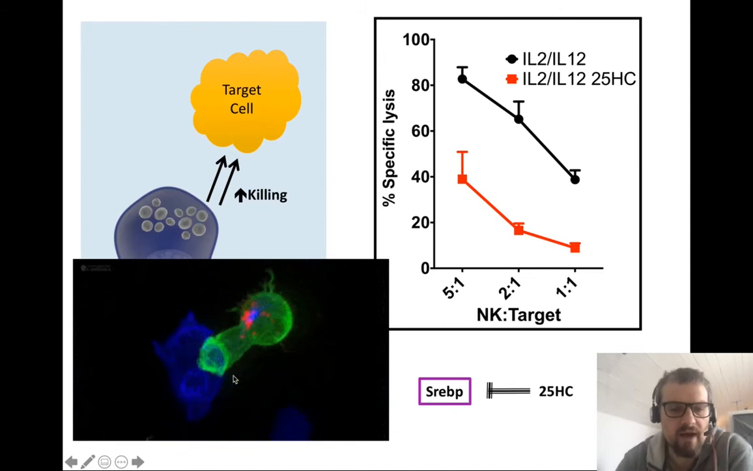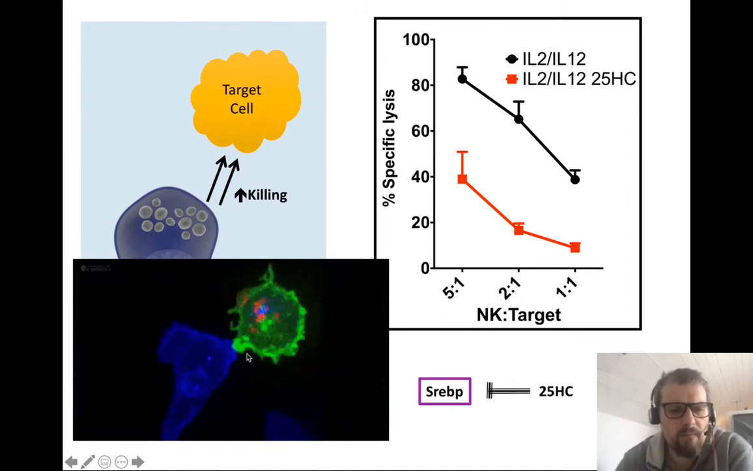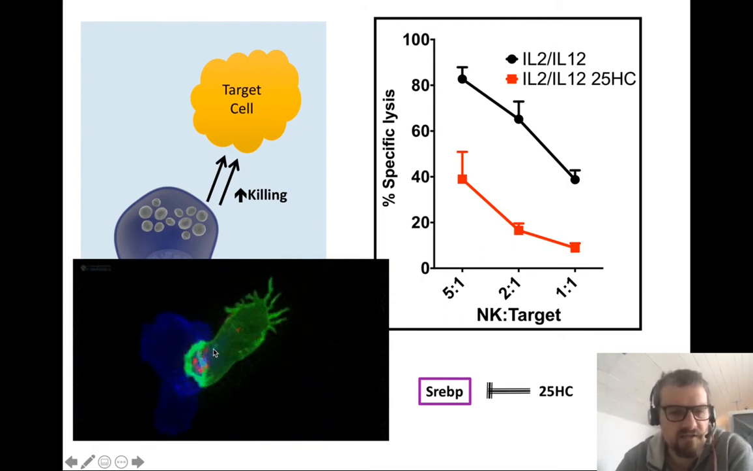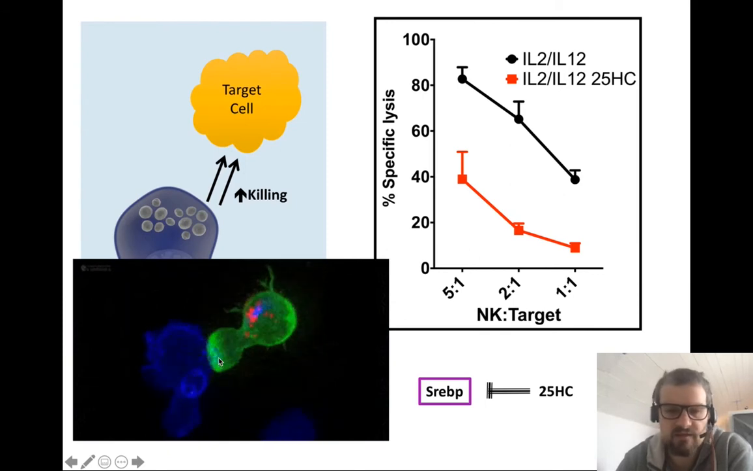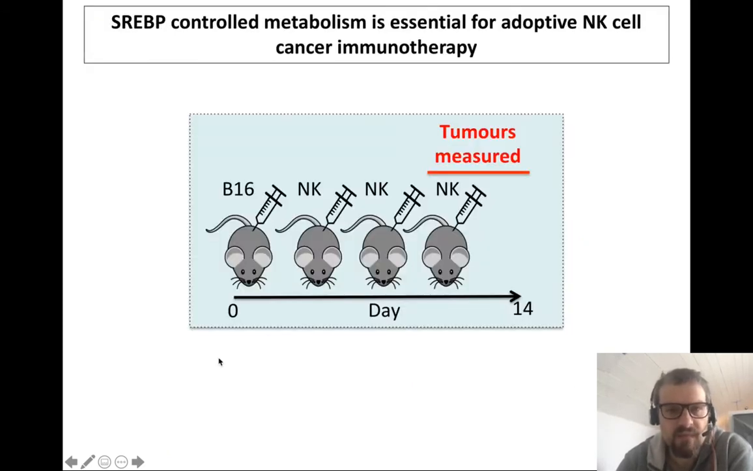And one of the students in my lab is now looking at exactly what part of this process is inhibited by oxysterols to inhibit the ability of NK cells to kill tumor target cells. We've also looked at this in a model of NK cell cancer immunotherapy. So this is a model where we give mice a melanoma, B16 melanoma cells.